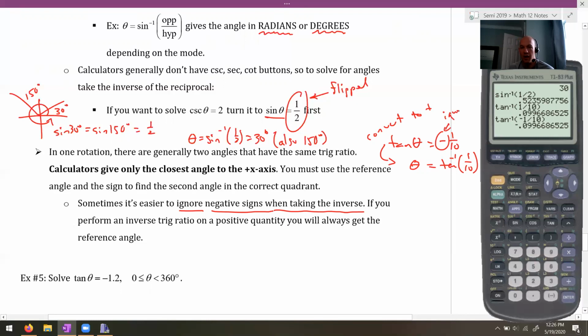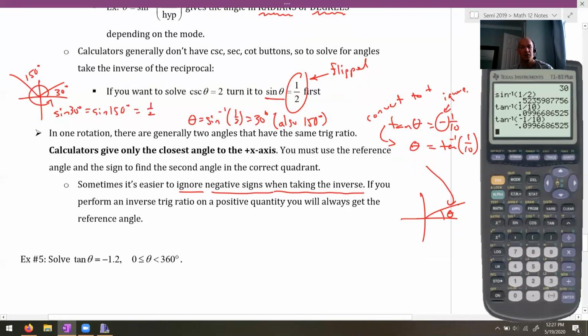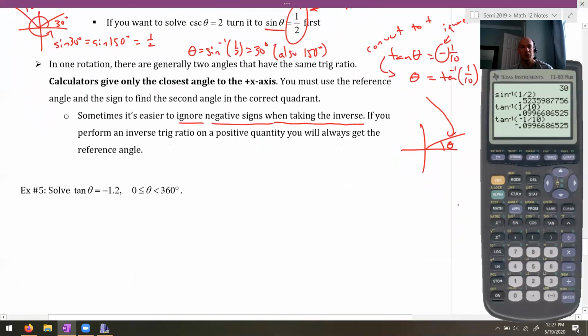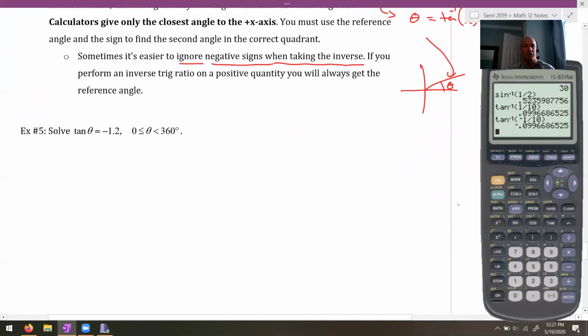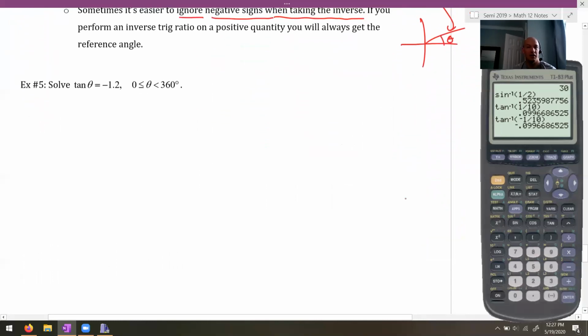So ignore that one. If you do that, you will always be taking the inverse trig ratio on a positive quantity, and you're always going to get the reference angle. It's always going to give you that quadrant 1 angle, which will be the actual reference angle. And like I mentioned before, if you keep the negative sign in there, it's going to give you your weird quadrant 4 angle, and trust me, things can get confusing. It's not impossible to make sense of, but it can get confusing. Anyway, I hope that all made sense. I think I started to ramble a little bit, but let's look at an example here.